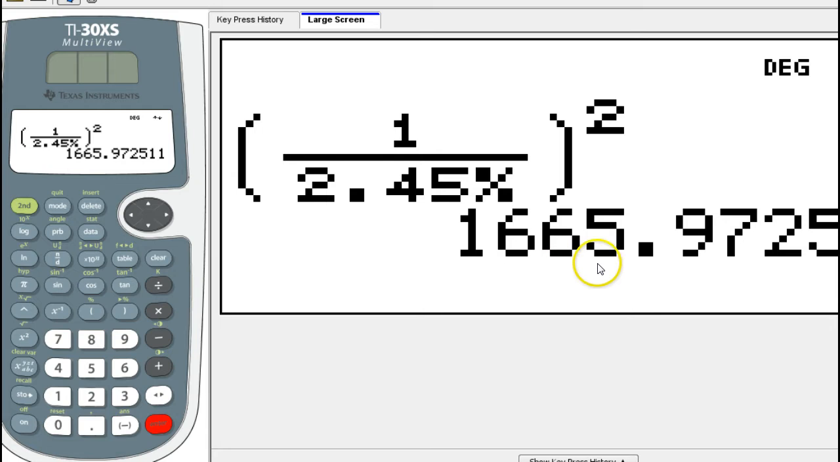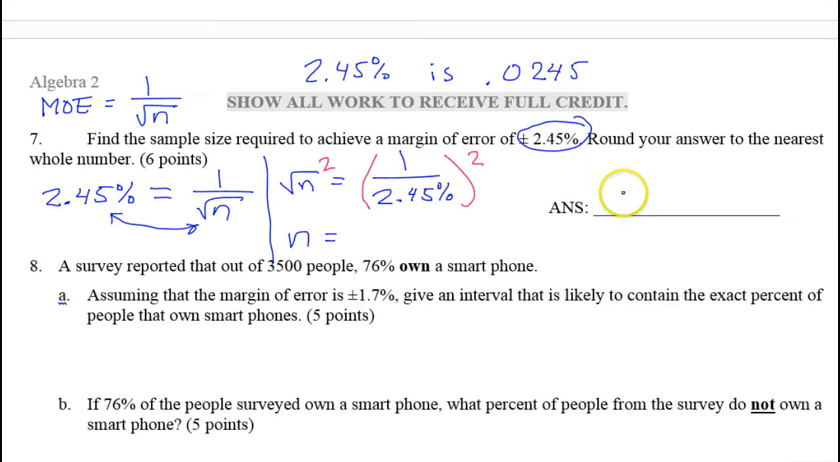We're supposed to round this to a whole number. So that means I need to cut it here and look at the next number over. If this is 5 or higher, then I need to round this number up. And so that's why I'm going to have 1,666. This has to round up. So that's my answer, 1,666. That's the sample size. That's the number of people I would have to survey to get the margin of error to be 2.45%.